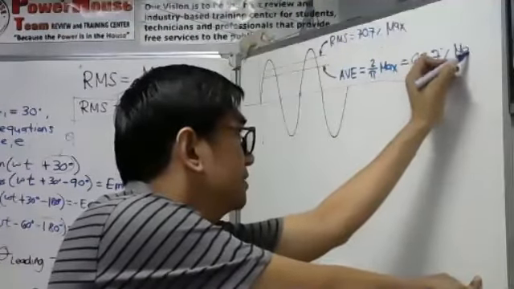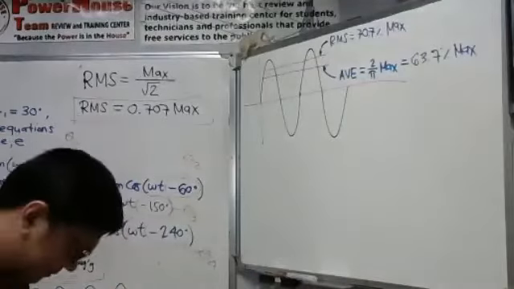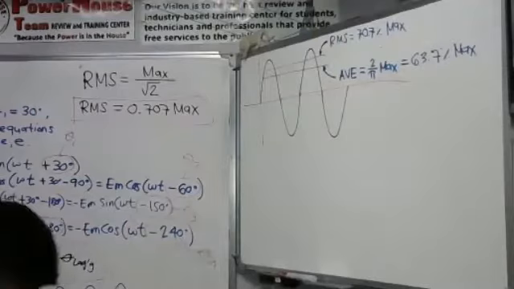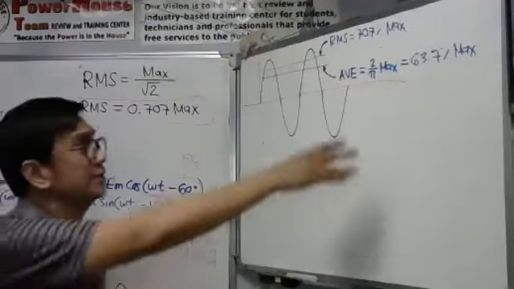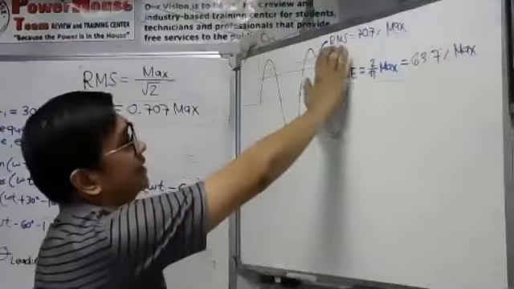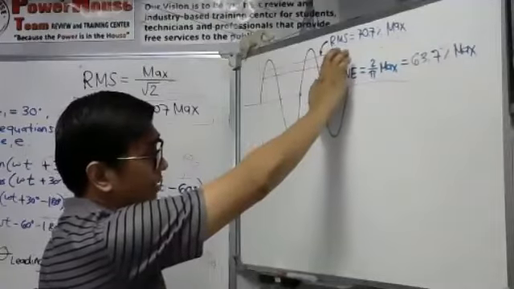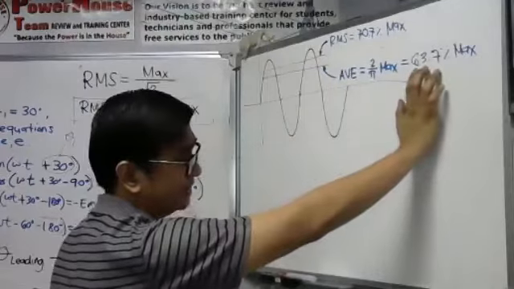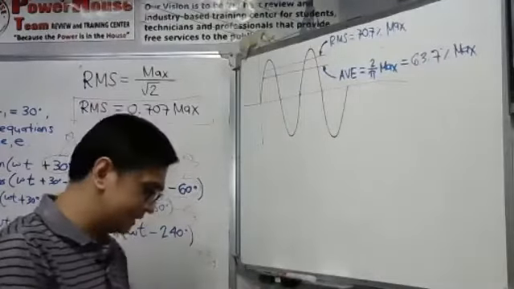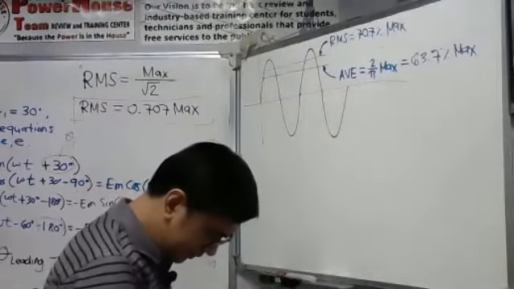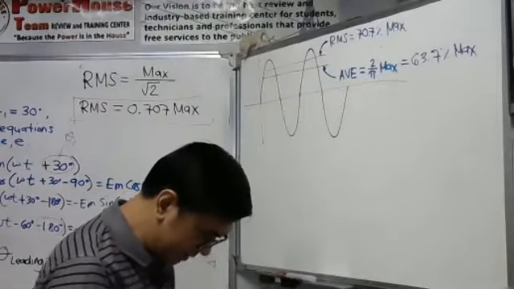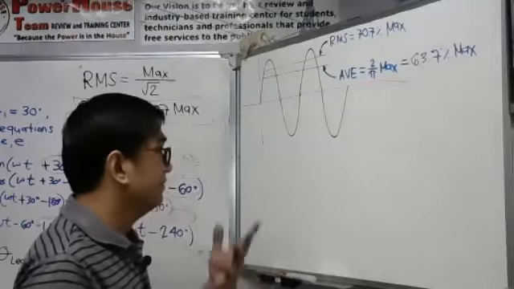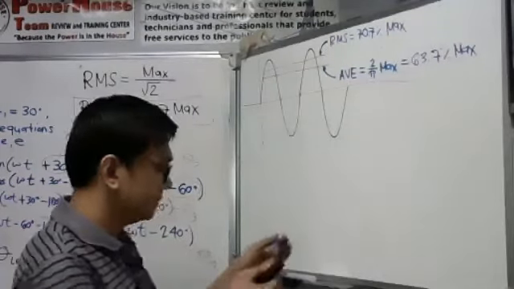63.7% of the maximum value. Okay? 63.7% of the maximum value. So, RMS, the root mean square, is 0.707. The average value is 0.637 or 0.636. So, what is 2 divided by pi? Well, that is 0.637 if you round off.